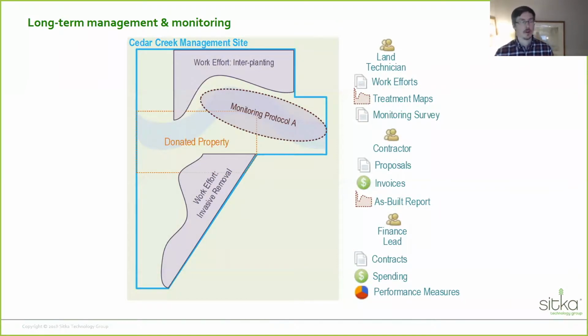Eventually, we move on to long-term management and monitoring. This turns into a management site, and over time, we do many work efforts, perhaps a few each year. For example, interplanting, invasive removal. We also start to do monitoring to understand how things are responding to our activities. Here we get all kinds of folks involved: land technicians, contractors, finance leads, volunteers, etc. Ultimately, at the end, we do need to come up with performance measures about how we're doing.